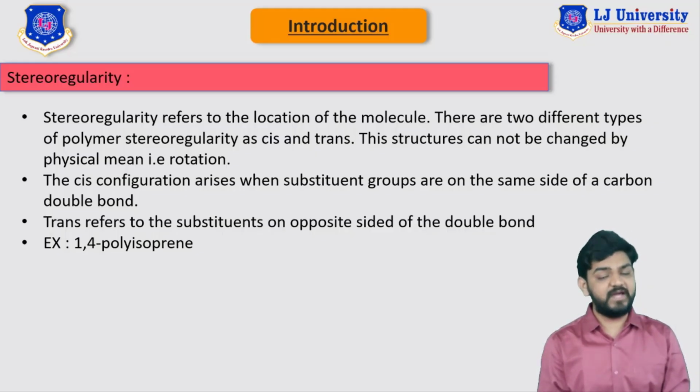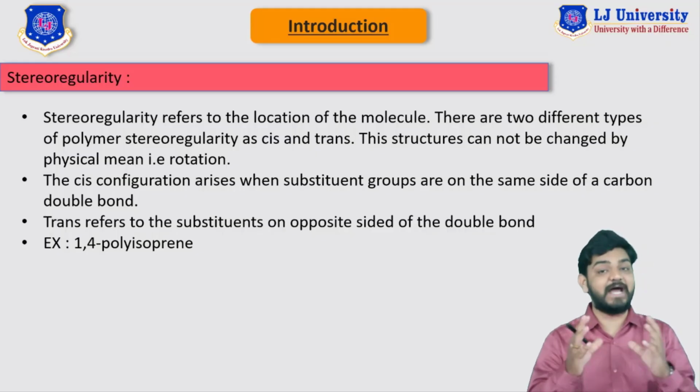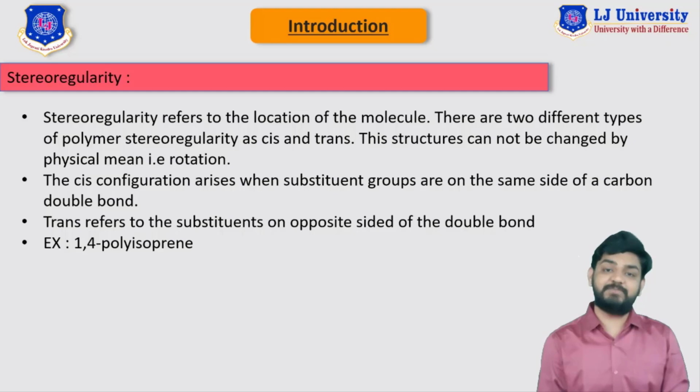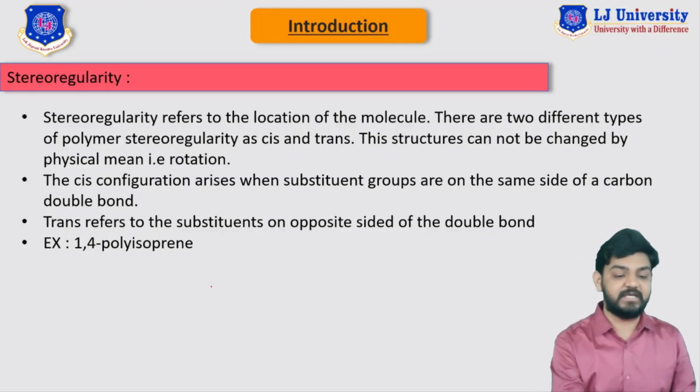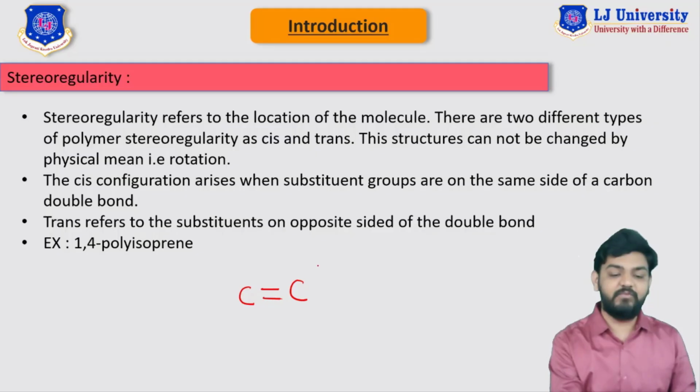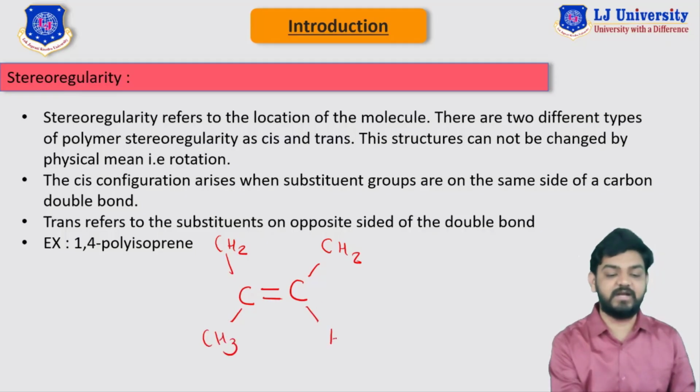Now, the cis configuration arises when the substituent groups are on the same side of the carbon double bond. To explain this, let me take the example of 1,4-polyisoprene. The chemical structure of this is like this. Let me draw this. A carbon is attached with a double bond to another carbon. On one side we will have this CH2 group, and on the other side we will have this CH2 group like this. Here we have a CH3 group, and here we have just one hydrogen.